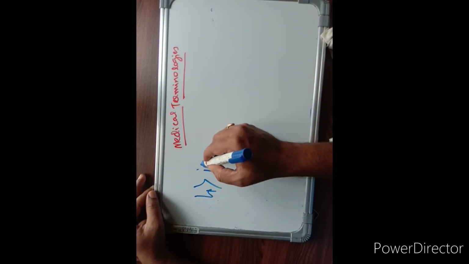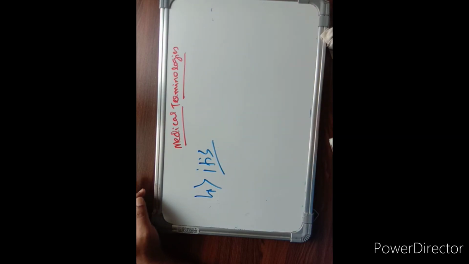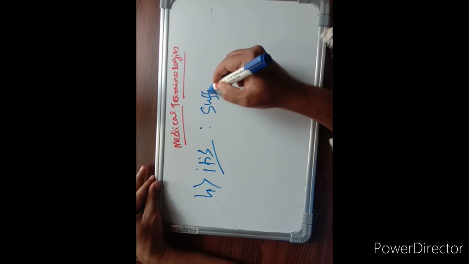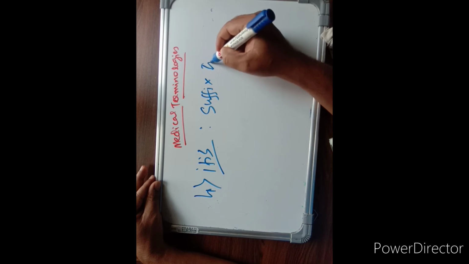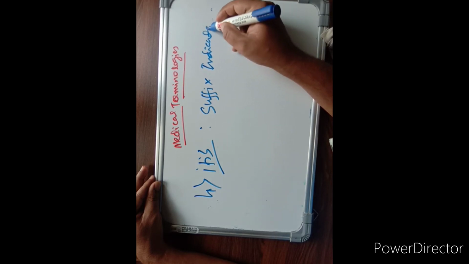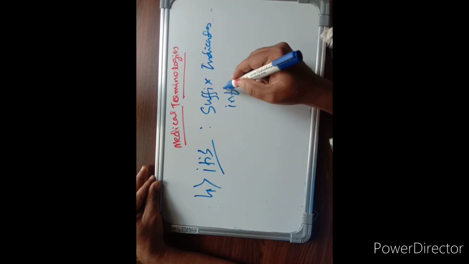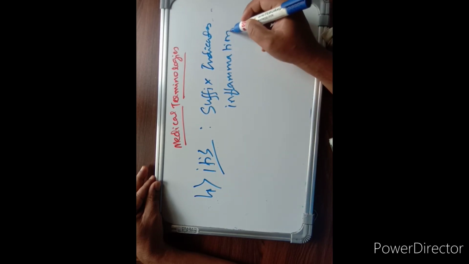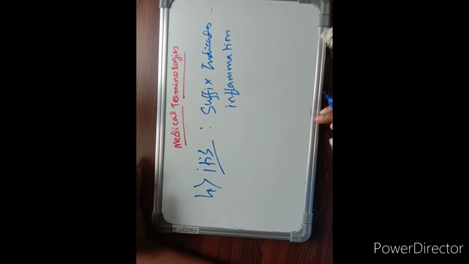So the next suffix I will tell you is itis. What does itis indicate? The suffix itis indicates inflammation. So if there is inflammation in a body part, that terminology ends with the suffix itis.